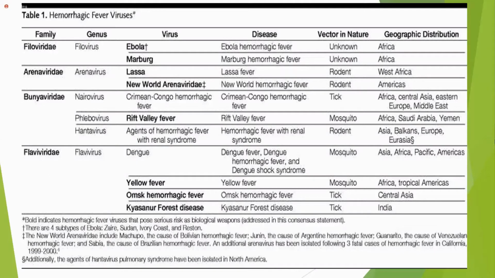So other, the Kyasanur Forest disease, the vector for this is a tick, and it occurs in India. Most of these viruses affect Africa and South America, and a few of them are endemic in Asia.